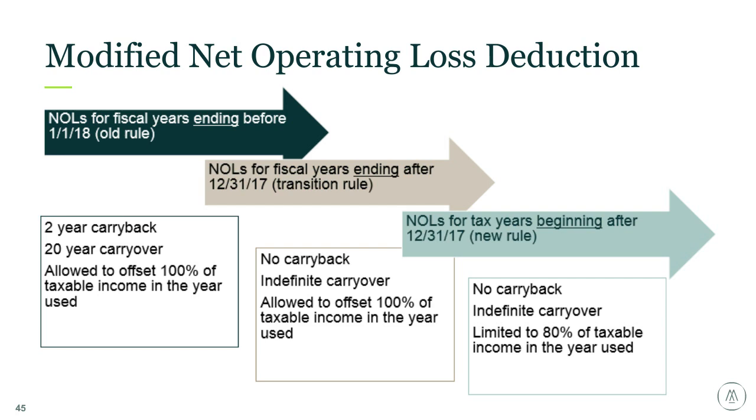So now you're going to have a pre-Tax Cuts and Jobs Act NOL bucket. Those are good against any buckets of UBI. They're good only for 20 years, though. And you're going to have a post-Tax Cuts and Jobs Act NOL, which are all going to have to be separated by buckets with an 80% limitation on those buckets, indefinite carryover, so they're good forever.